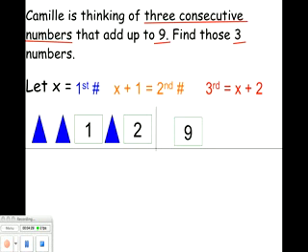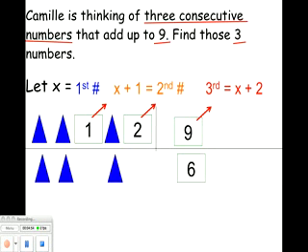Your equation should look something like this. An x and an x plus 1 and an x plus 2 balances with 9. Solve your equation. Okay, you should have decided first of all to remove 3 from both sides of the equation. That would leave you with 3 x's and 6. Since you have 3 x's, you should have decided next to divide both sides by 3 to give yourself 1x, each of which should be worth 2.